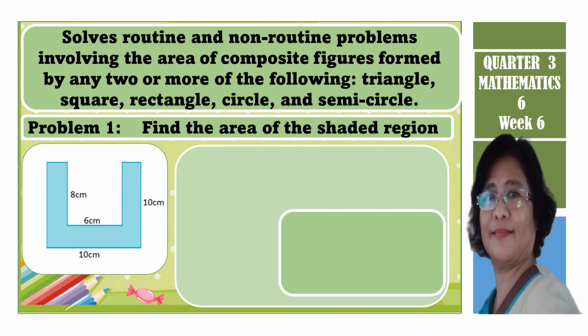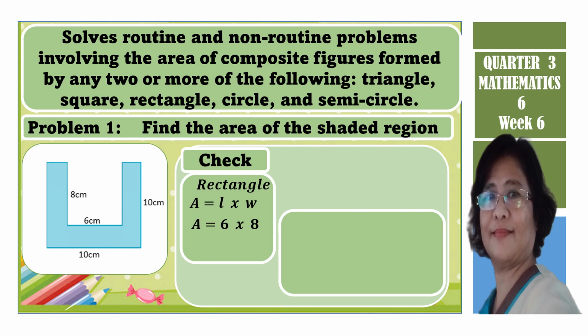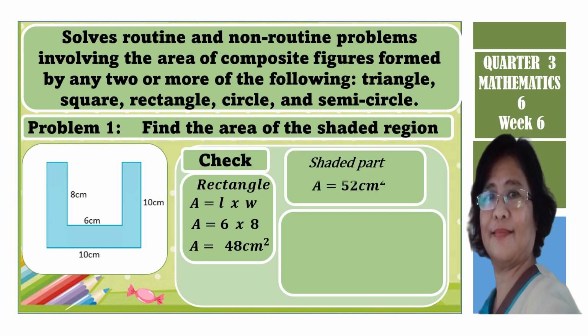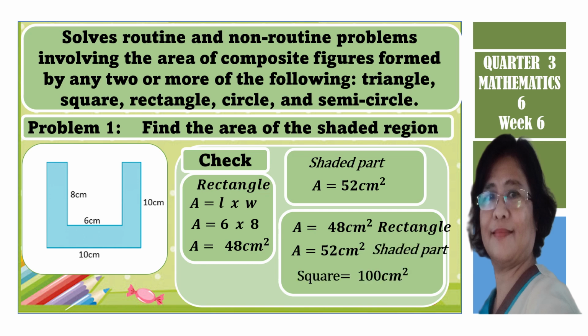To check if our answer is correct, just find the area of the rectangle. The area of the rectangle is equal to 48. And the shaded part is 52 cm square. Just add the two. 48 plus 52, the answer is 100 cm square. So, here, the area of our square came out, which is 100 cm squared, where each side is 10 cm by 10 cm.